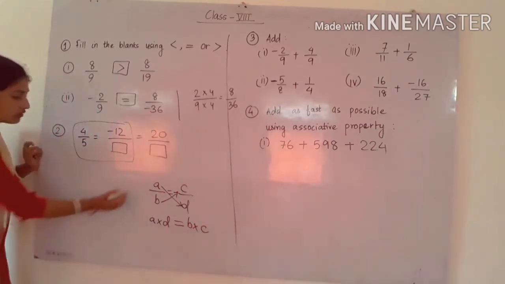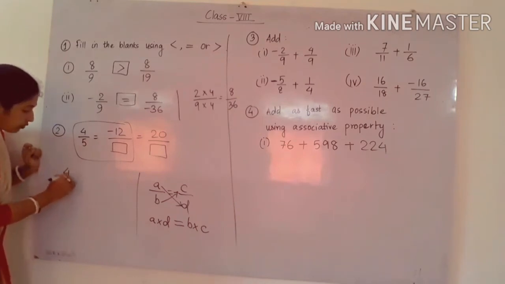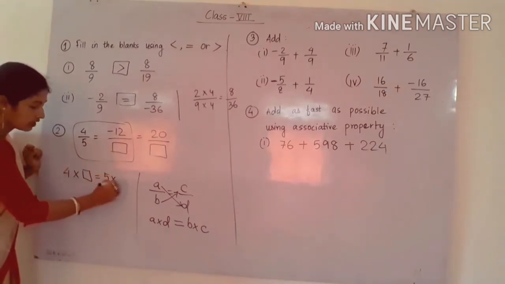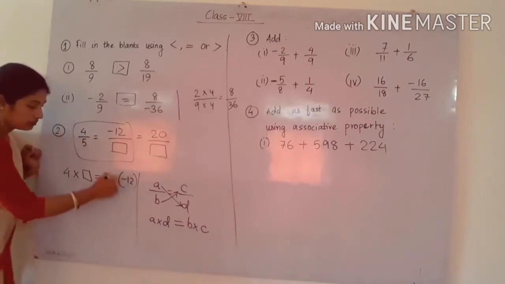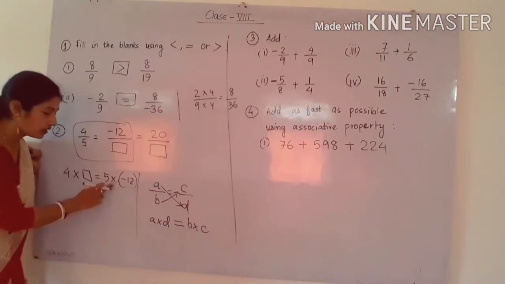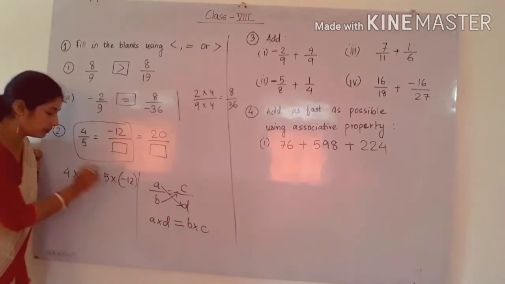So here also what do we have to do? You have to multiply 4 with box, which is equal to 5 with minus 12. So you have to put the bracket, because here 2 different operations are there. Here it is multiply and here it is minus sign. So here you have to put the bracket.